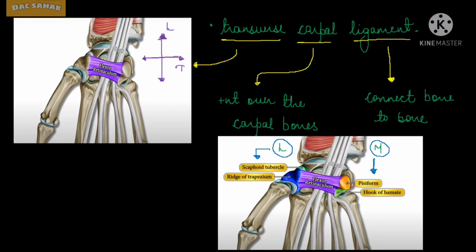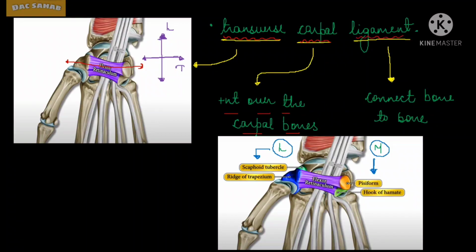So, what is the best way to define the flexor retinaculum? Flexor retinaculum is a transverse carpal ligament. So, why is it called transverse? Because it lies in the transverse plane. Here you can see it lies in the transverse plane. So why do we use the word carpal? Because flexor retinaculum lies over the carpal bones. It is present over the carpal bones.